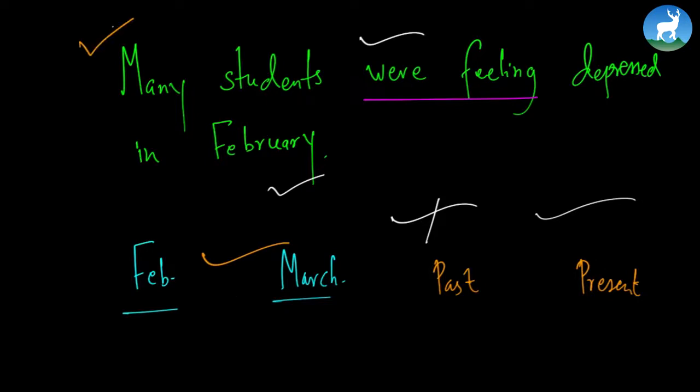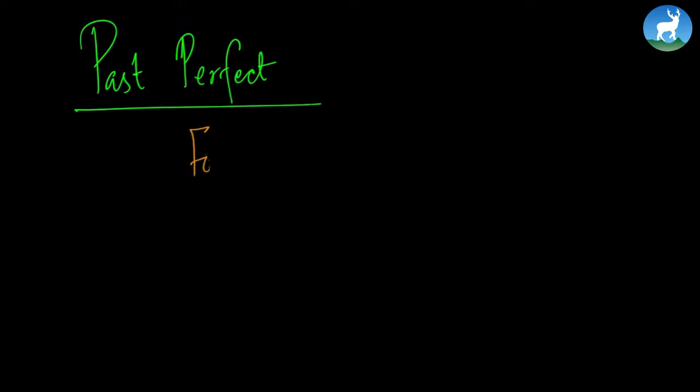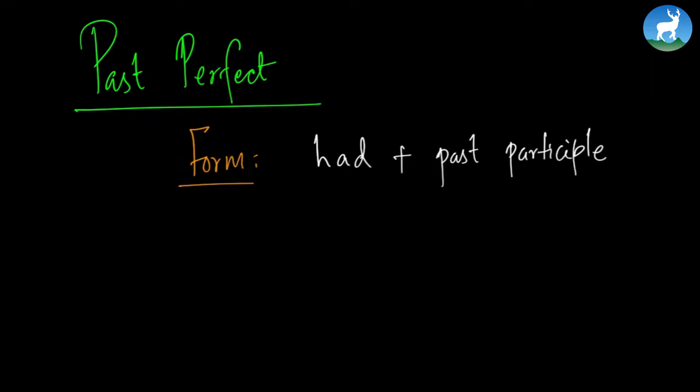Now let's go to the third form of the past tense, and that is past perfect. Good. Now we come to the past perfect tense. First of all, let's learn about the form. The form is pretty easy. It is had plus past participle. In other words, we call it a V3. So had plus past participle. That is the form. Let's learn about the uses. So how is the past perfect tense used?